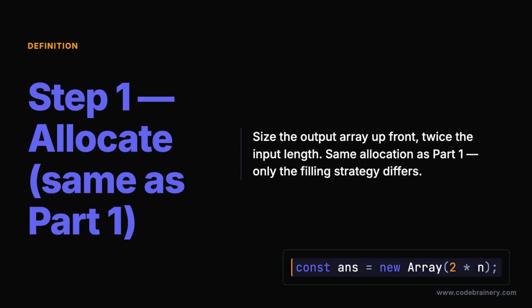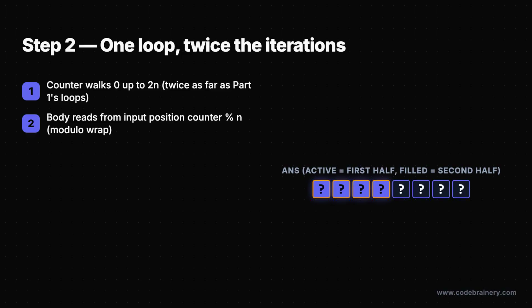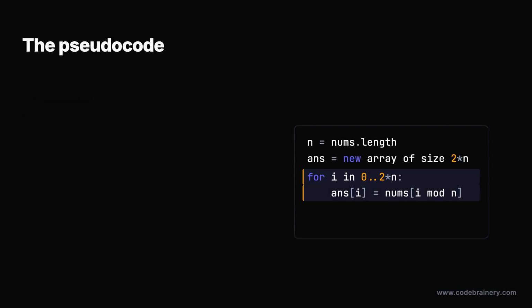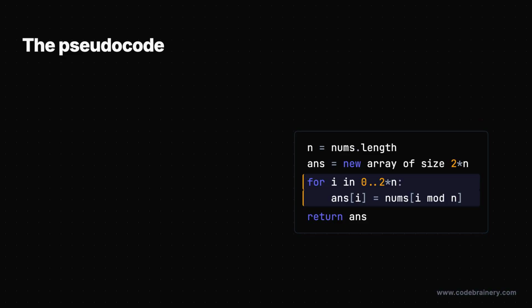Setup is identical to Part 1. Allocate the output array with twice the input length. Locked, fixed size, ready to receive. Now the instinct. Instead of 2 loops, 1. Walk a counter from 0 up to twice the input length. For every position, write one element. The question is, which element from the input do we read? In pseudocode, get the length, call it n. Allocate output of size 2n. One loop, counter goes from 0 up to 2n. Body, output at counter equals input at counter modulo n.